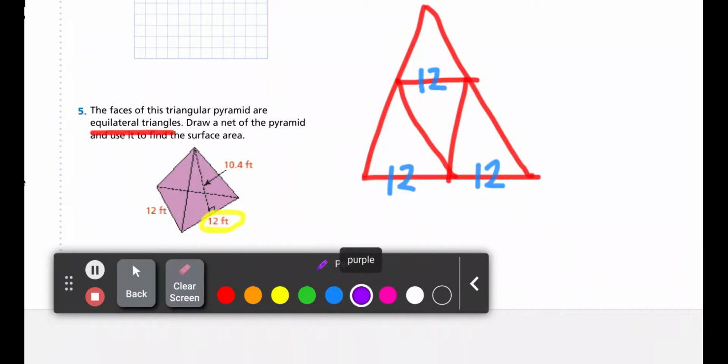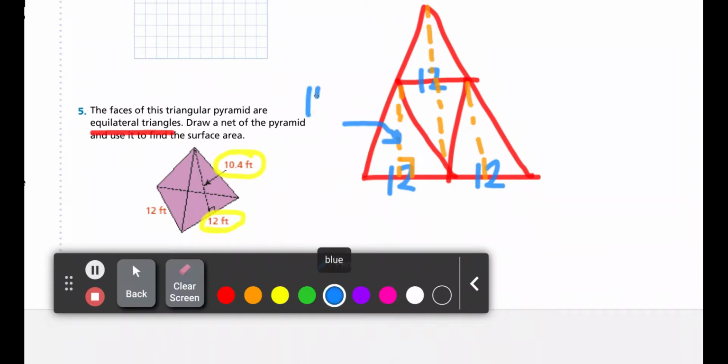Now my heights. Well, my height would be coming down from the point, forming a 90-degree angle, right? Remember, you look for that 90-degree angle. So all of these dotted lines, I'm just sketching it. You really don't have to do that every time. I just want to show you where the heights would be. The height is this 10.4 feet. What's really important for you to just see is that we have 4 faces.